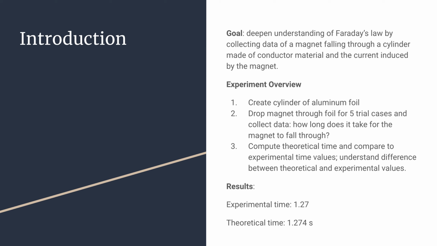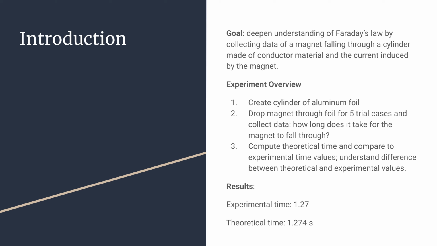So the goal of this lab was to deepen our understanding of Faraday's law by collecting data of a magnet falling through a cylinder made of conductor material, specifically aluminum foil, and the current induced by the magnet as it falls through the cylinder. How the experiment worked is I rolled a sheet of aluminum foil to make a tube, took necessary measurements of that tube, which I'll discuss later, and then dropped a magnet through the foil 5 times so I could average the time taken for the magnet to fall through it.